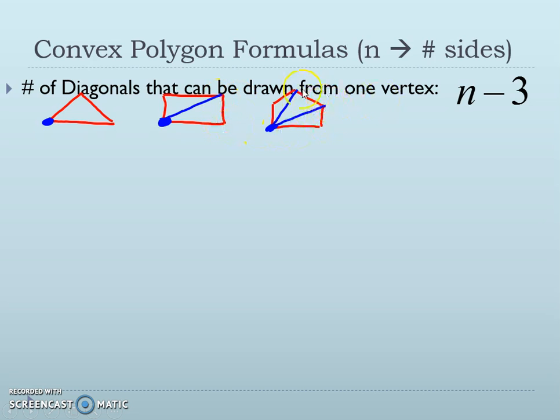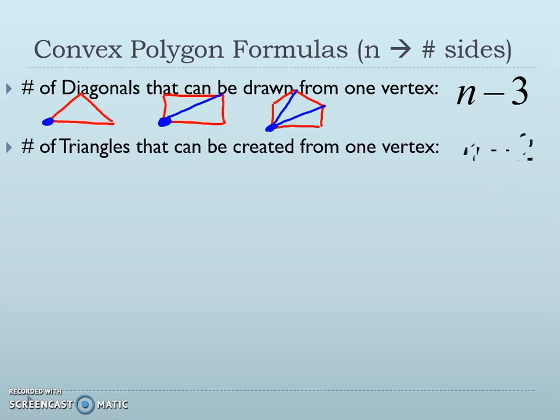And then if I have a pentagon, 5 minus 3, which is 2, so you can draw 2 diagonals from one vertex. So this is the formula for number of diagonals. And then there's another formula for the number of triangles that can be created from one vertex. The formula is n minus 2.